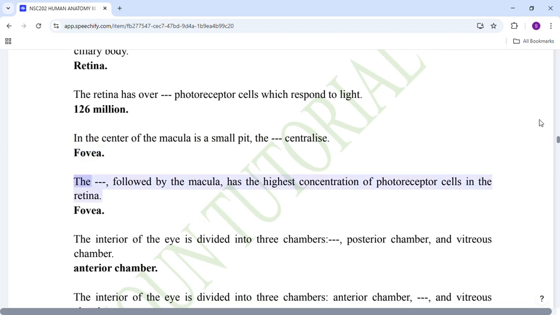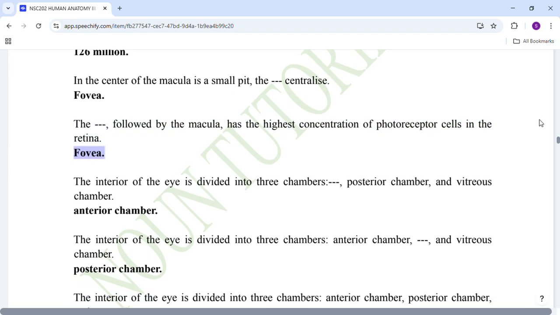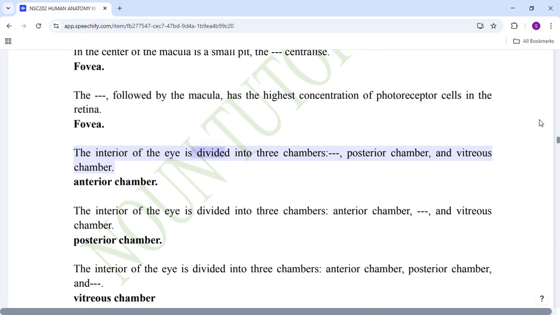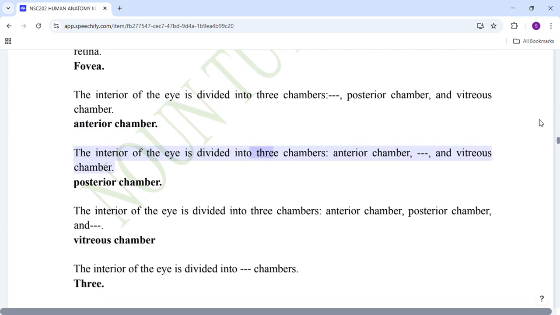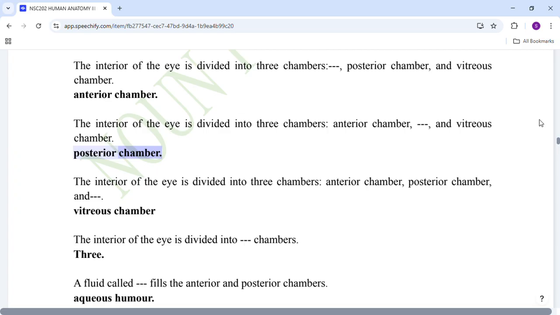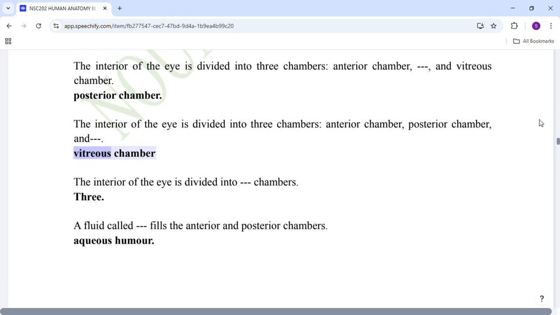Fovea. The fovea, followed by the macula, has the highest concentration of photoreceptor cells in the retina. The interior of the eye is divided into three chambers: anterior chamber, posterior chamber, and vitreous chamber.